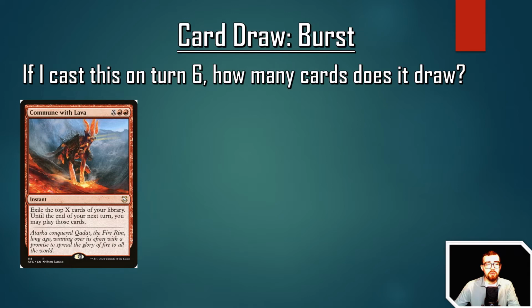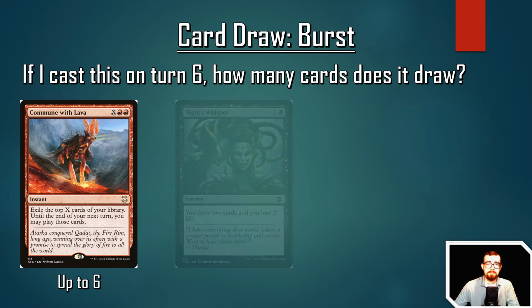Until the end of your next turn, you may play those cards. So that is going to be up to 6 cards. You can do less, obviously. We are evaluating this at an ideal condition. That's the only way you can really do X spells. If you were thinking maybe, okay, well, I'll hold up a removal spell or something like that, you can take 2 off and we can say that it is 4 cards that it would draw you until that time.